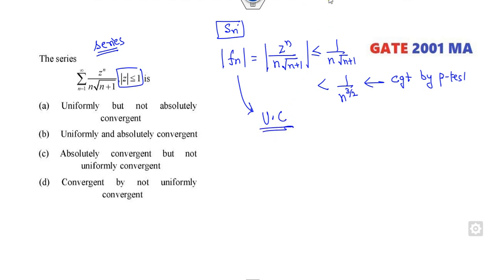Once it's uniformly convergent, it will also be absolutely convergent. So uniform convergent and absolute convergent are both correct answers. Remember, uniform convergence implies absolute convergence as well. So the right answer is simply B. You can see how few seconds you need to solve these uniform convergence questions.